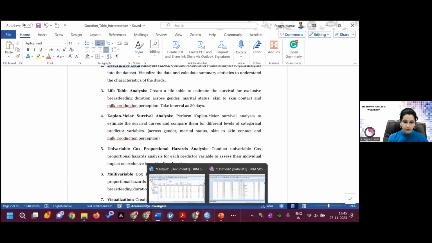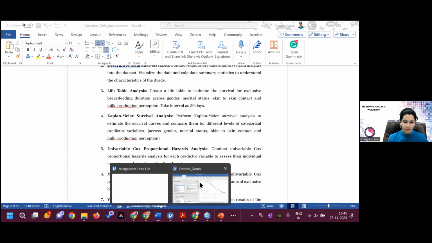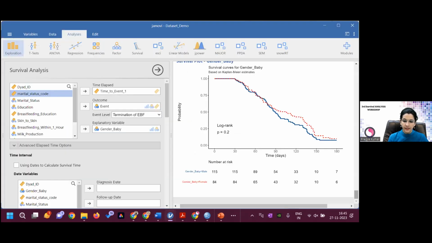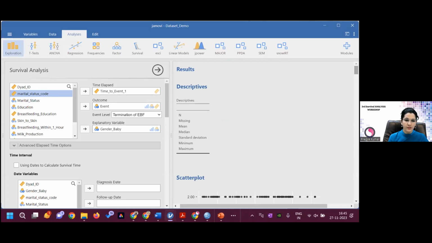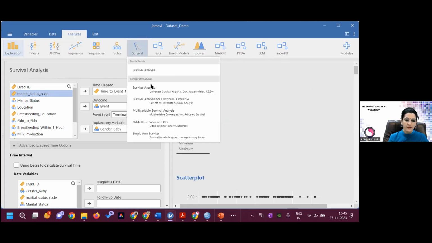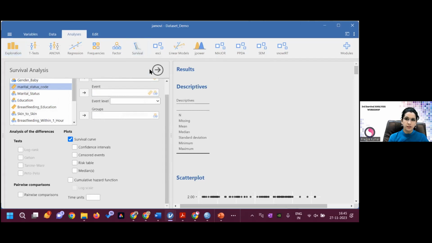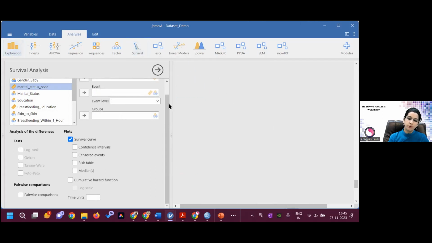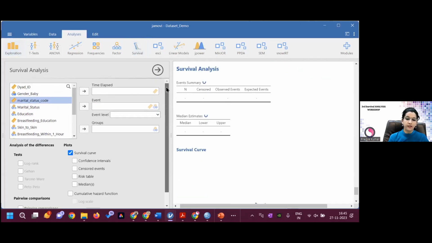So I'll go to Jamovi. Till now, we have used this option, the univariate survival. But for Kaplan-Meier, this option, the death watch, is better. I'll show you. So click on survival analysis. You can run both options, but I'll show you the advantage and disadvantage of both. Right now I'm using this one.